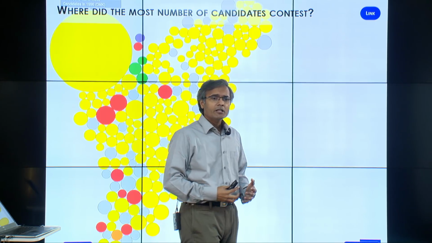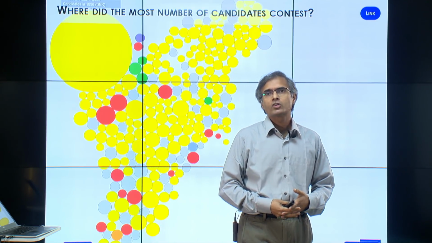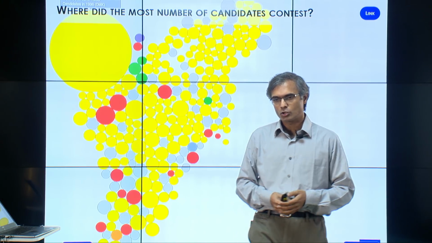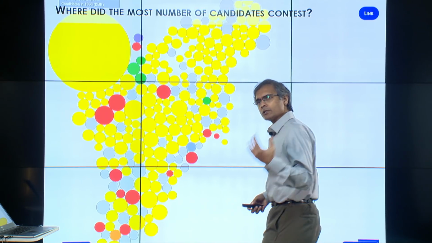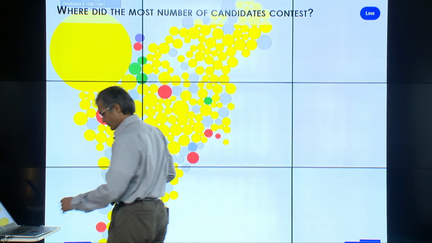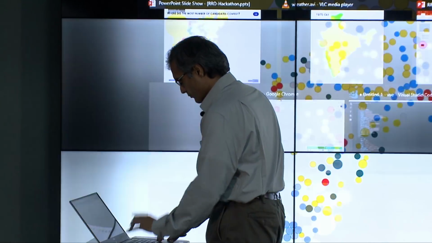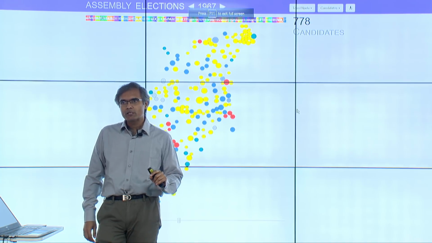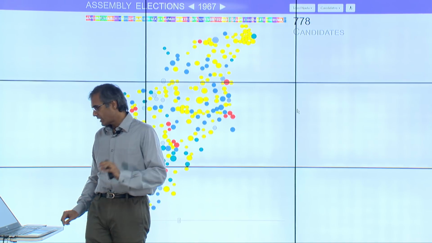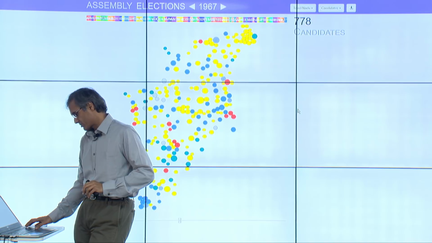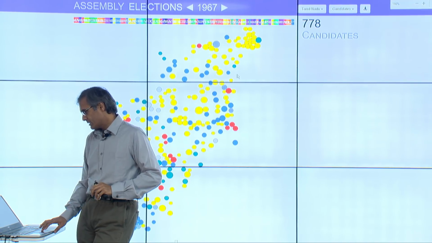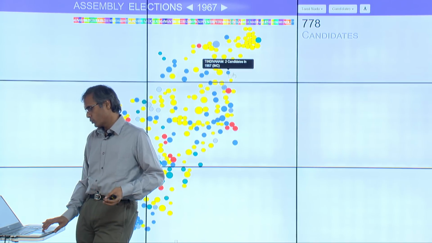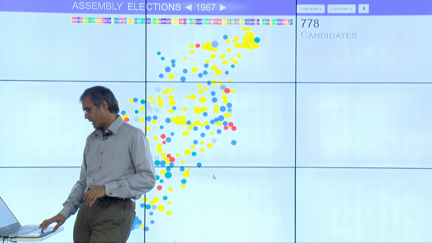Another case where the power of showing things was showcased was when we were looking at the election data that I talked about a short while ago. We were looking at how many people contest in each constituency. This represents the number of people standing for elections in the 1967 Tamil Nadu Assembly elections. What we find is that the circles are larger where there are more candidates and smaller where there are fewer candidates, plotted on a rough map of Tamil Nadu.